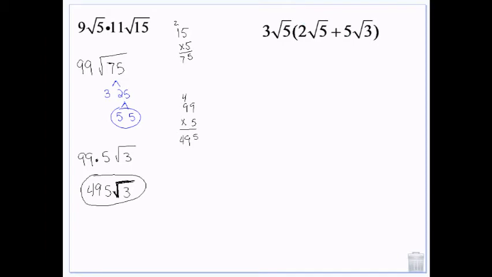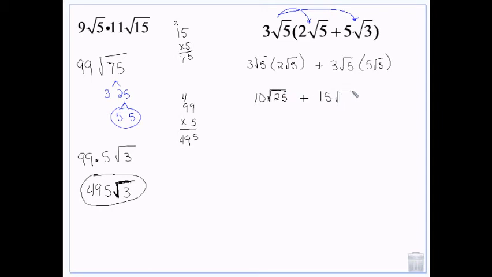This acts just like normal distribution, so I'm going to take this 3 times the square root of 5, and I'm going to multiply it by each of these individually. Foil? No, not FOIL, because it's just 1. Dish. Yeah. So it's going to be 3 root 5 times 2 root 5 plus 3 root 5 times 5 root 3. So I multiply by each. I'm distributing. So that gives me 10 times the square root of 25. And this gives me 15 times the square root of 15.